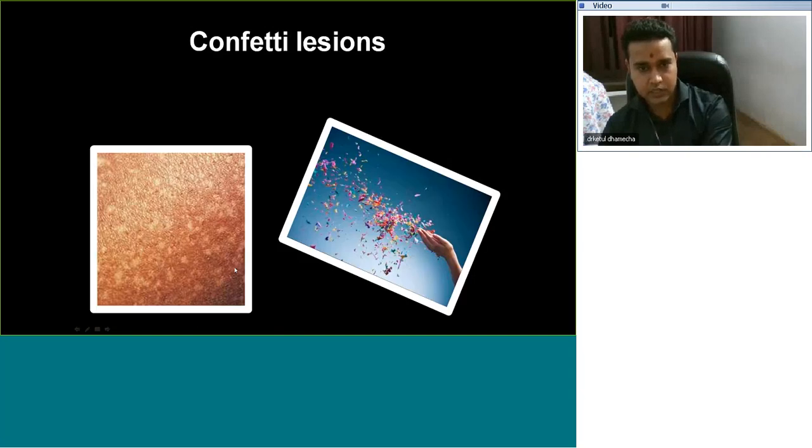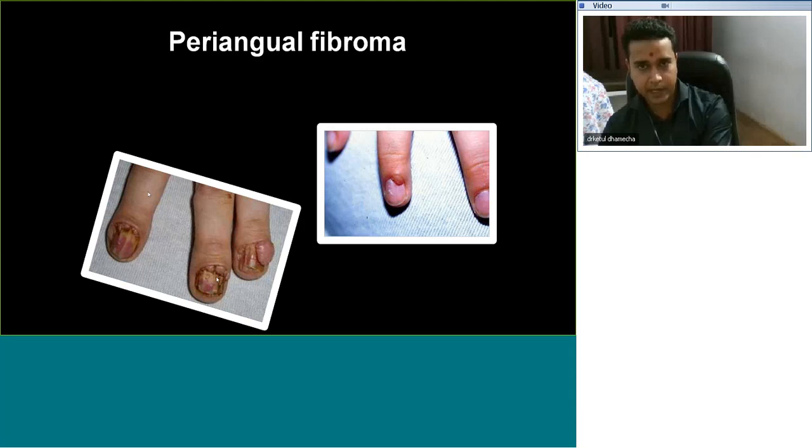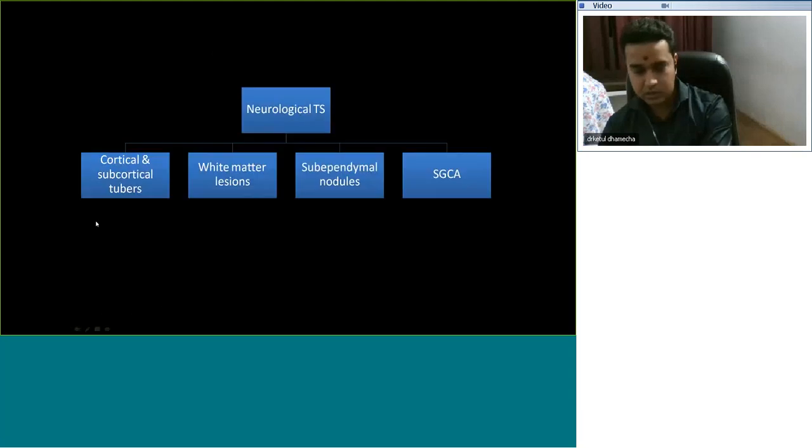Confetti lesions, and this is classic of periungual fibroma. Moving to neurological tuberous sclerosis, what we can find in the CNS: cortical and subcortical tubers, white matter lesions, subependymal nodules, and subependymal giant cell astrocytoma.